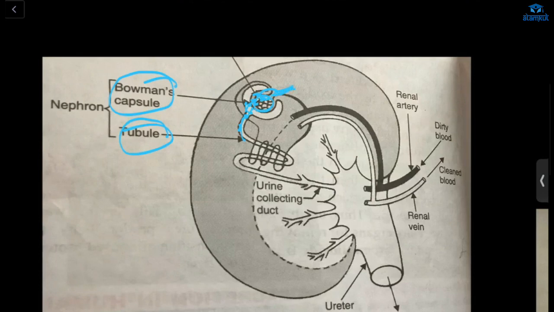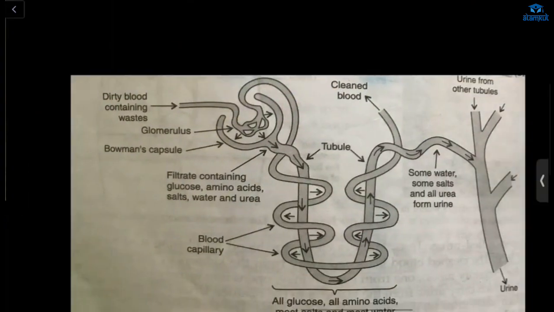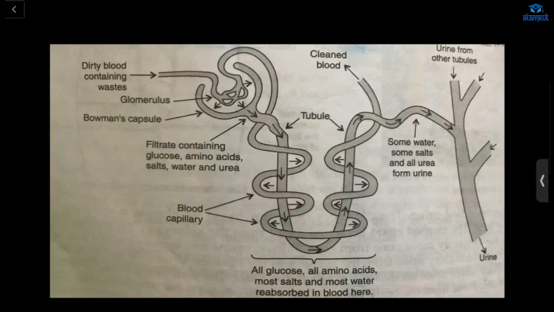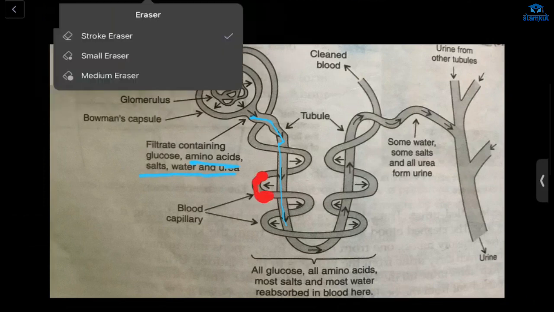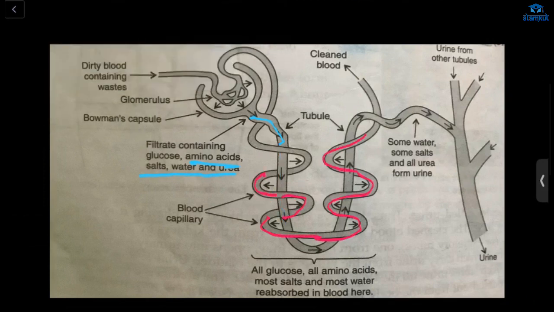The smaller substances can come here, and you can see here the glomerular filtrate containing glucose, amino acids, salts, and urea. It will come here, and what will happen? Reabsorption will happen. The amino acids, useful salts, water, all this, what will happen? It will get reabsorbed, and it will form what? Clean blood. Okay, this is very large. One minute. Okay, this clean blood, and the other one will form urine. Excess water, salts, and all the urea will form urine.